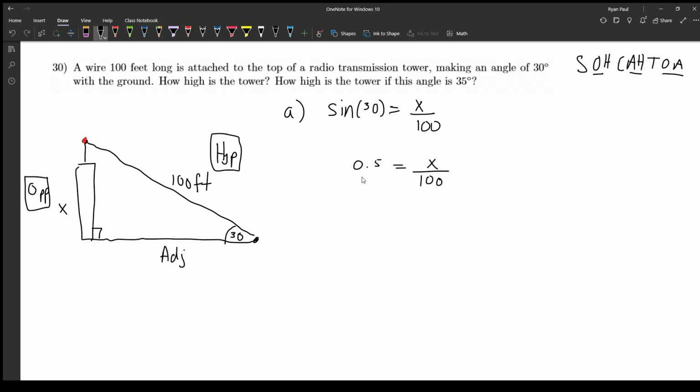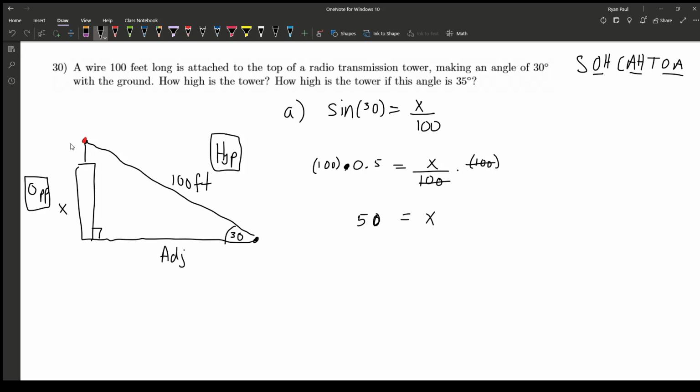All right, so how do you get rid of that 100? Well, you multiply both sides of the equation by 100. Some people like to say cross multiply. I don't, because cross multiplying is not a legitimate thing. It's a shortcut. 100 times 0.5. When you're multiplying a decimal by 100, all you have to do is move the decimal 2 spaces this way. And if you don't know that, that's fine. Just use your calculator. Nothing wrong with that. So 50 is equal to the height of that tower.